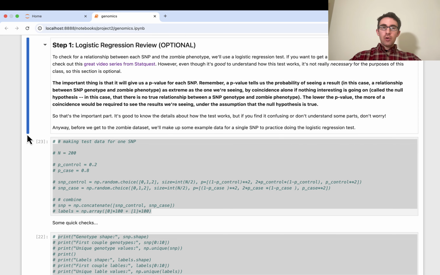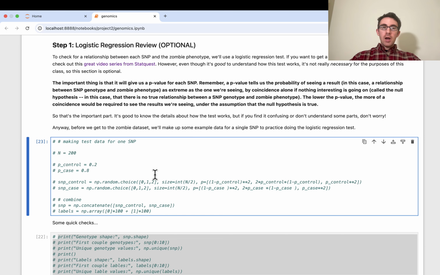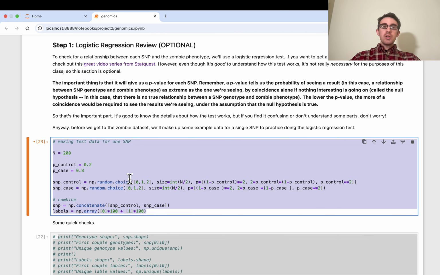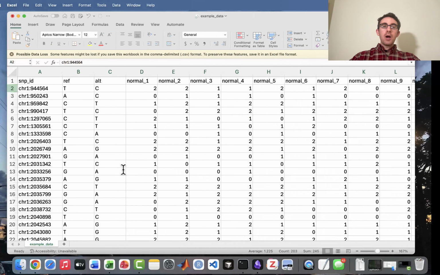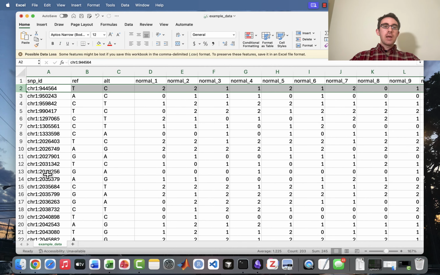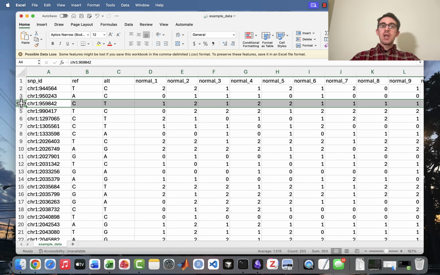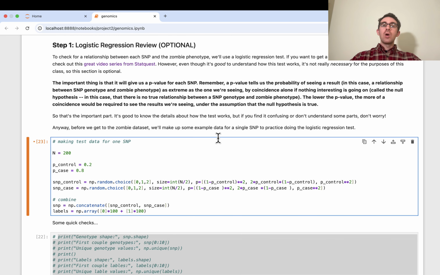Okay, so first things first. As an example, we're going to make up some test data for one SNP, just to work with. This first block of code is just making up some test example data for one particular SNP. So it would be similar to one individual row in our mock data set. We're just going to make up an example row of data so we have something to work with to demonstrate this logistic regression method.